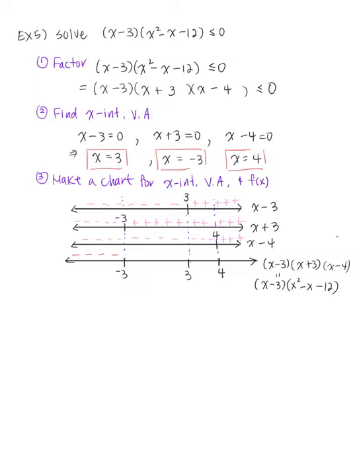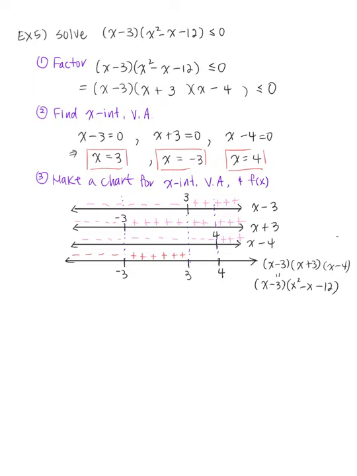Now on the interval from negative 3 to 3, we have a negative times a positive times another negative. So you've got a negative times a positive, which is a negative. Negative times a negative is a positive. So on the interval from negative 3 to 3, we're going to have all positive values, which means that our function is going to lie above the x-axis.